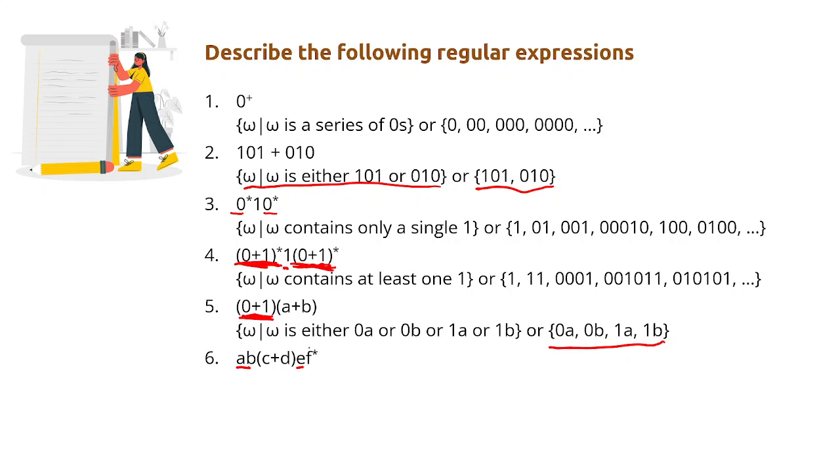After din ni E, pwede nga naay F, pwede po nga wala F. Pwede nga wala F, pwede na isa ka F, pwede na duha ka F, pwede na tulo ka F, pwede na upat ka F, etc. So we can write it like this. ABCE, ABDE, ABCEF, ABDEF. So that's just an example strings of the language. So number 6.